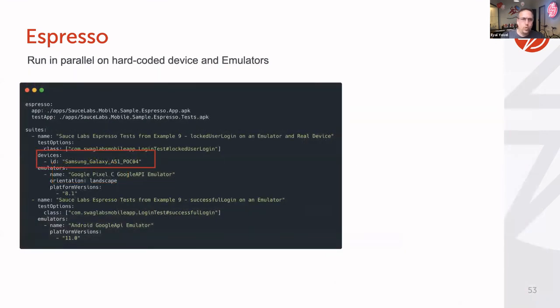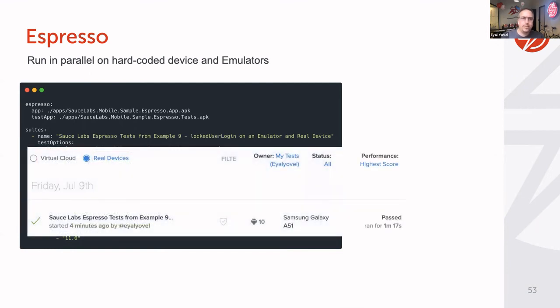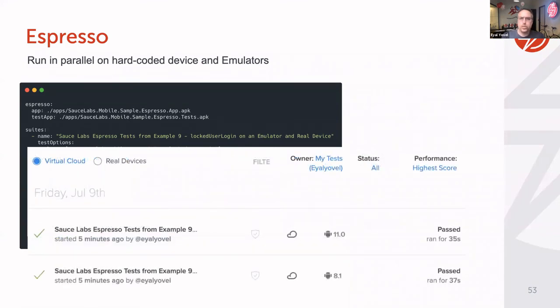In this example, we run a test from the login test package on a specific device. We are using the ID parameters and on emulator. And we run a different test from the same login test package on a second emulator. And in the result, we can see here 1 execution on the specific device. And if we switch to the virtual cloud, we can see 2 executions on the emulator.